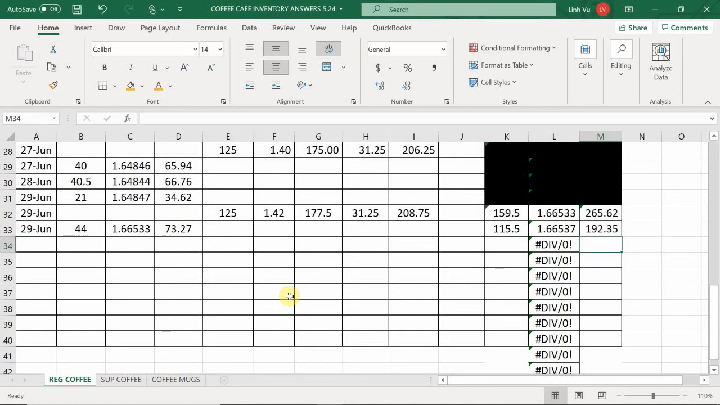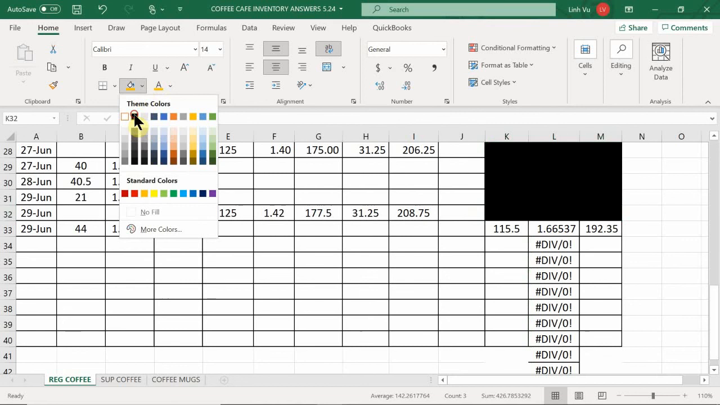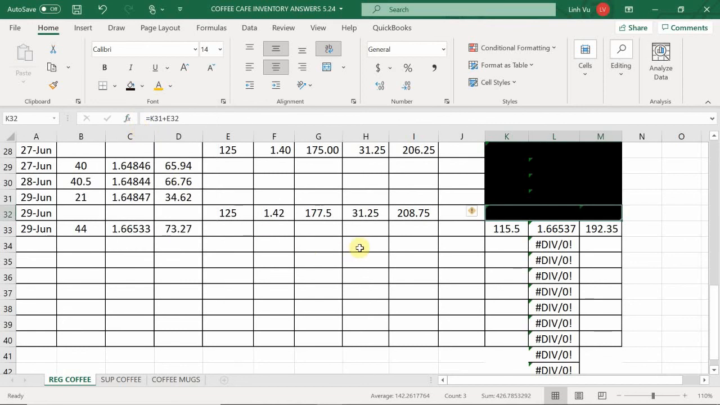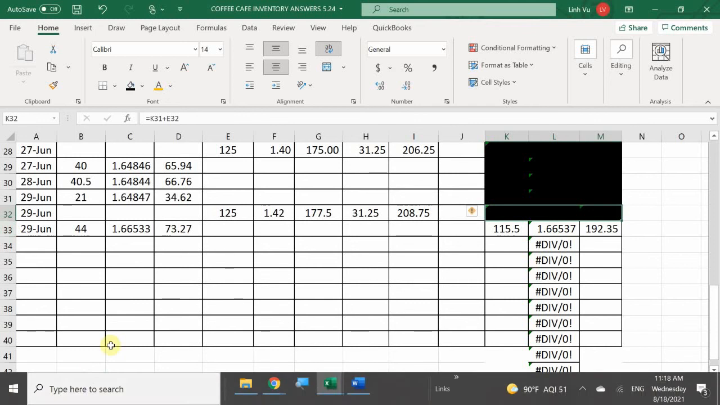Okay, so there we have that, right? We now have 115 pounds left, 115 and a half pounds, okay, at a total cost of 192.35.